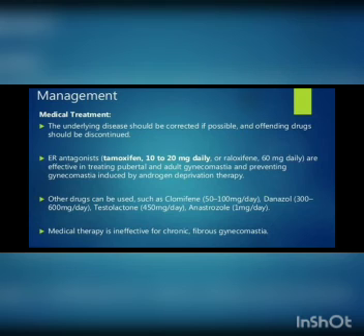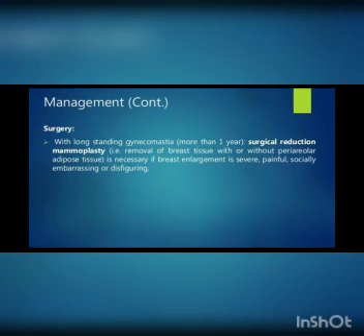Medical therapy is ineffective for chronic fibrous gynecomastia. The point which should be remembered is, if the gynecomastia is chronic, then medical therapy will not be useful for it. It will be ineffective. We can only give medical therapy if the gynecomastia is acute, or it is in a less severe or moderate form, we can say.